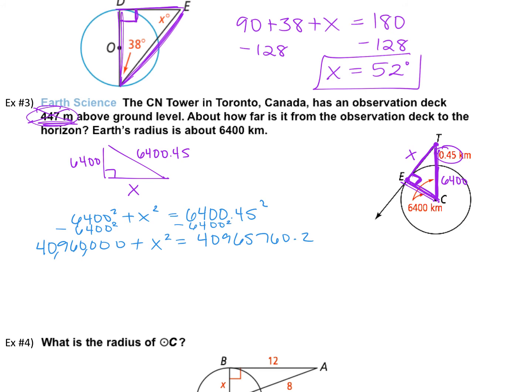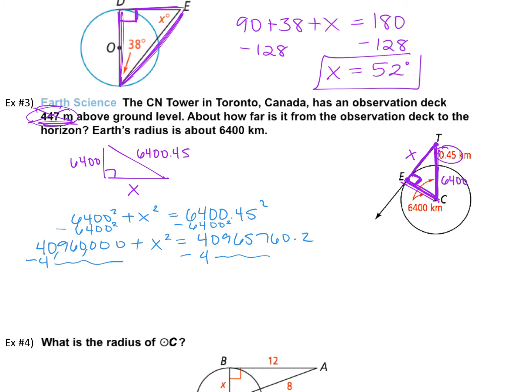So many people are subtracting and then squaring. Don't. Just plug it into your calculator how you see it. 6,400.45 squared minus 6,400 squared. If you subtract first and then square, you will get the wrong answer every time. You want to square and then subtract, okay? So if you're gonna do it that way, you're subtracting this whole thing right here.